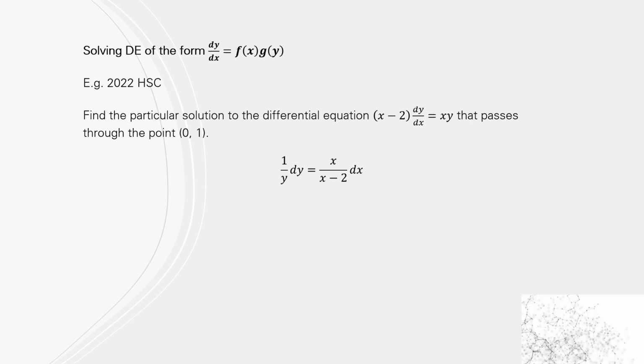That's a nice one that we can integrate. On the other side is x over x minus 2 dx, which is going to take a little bit of work. This comes from the 2022 HSC. So we're going to integrate both sides.